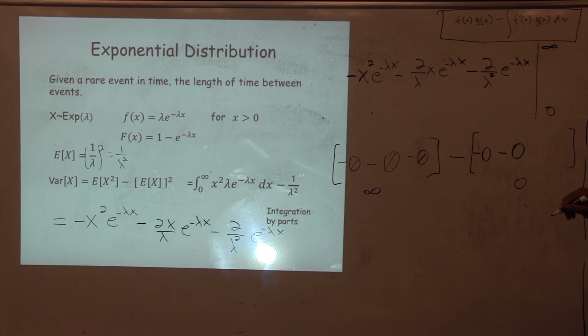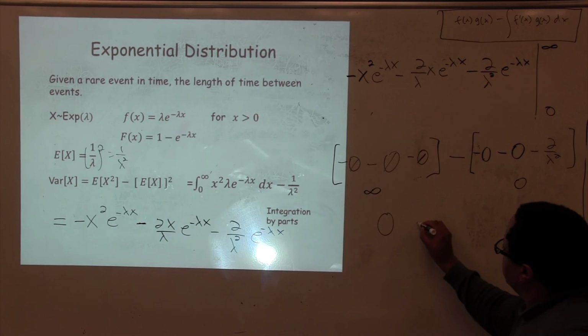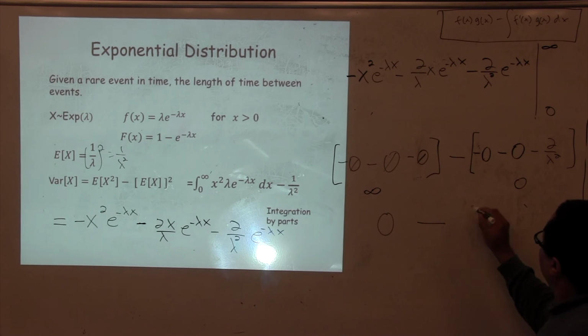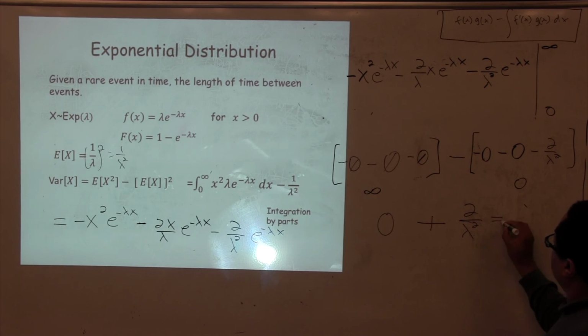And now let's look at the third term here. So we have a minus 2 over lambda squared, e to the minus lambda x, set x to 0. The exponent becomes 0. E to the 0 power is 1, or anything to the 0 power is 1. So that's minus 2 over lambda squared. Okay, so now we simplify this, and we have 0 minus a minus 2 over lambda squared. That's plus 2 over lambda squared, which is equal to 2 over lambda squared.